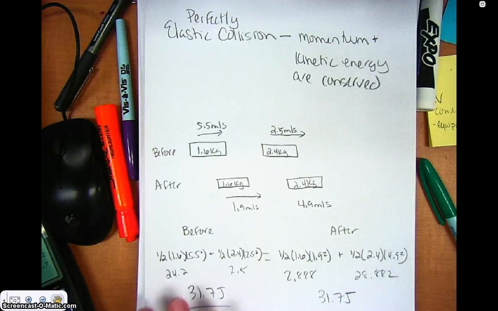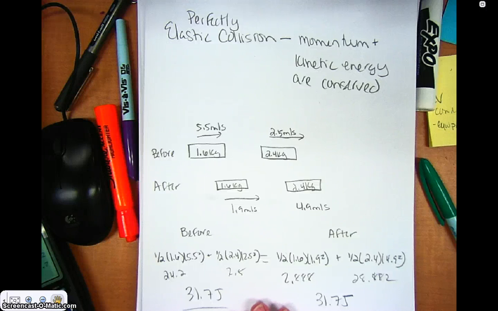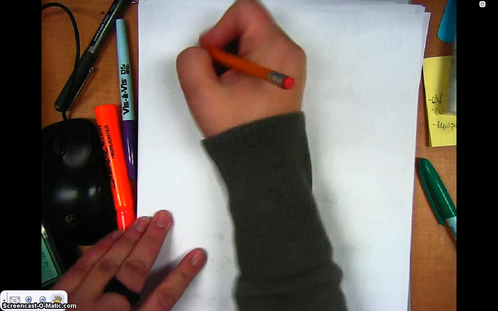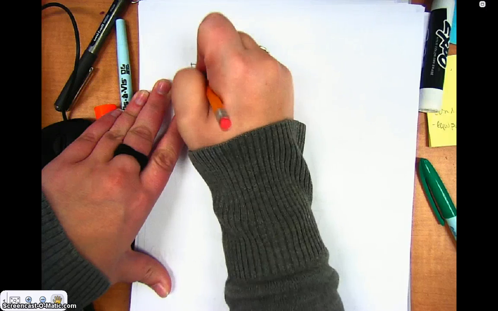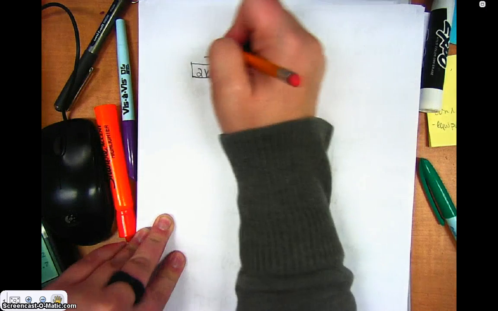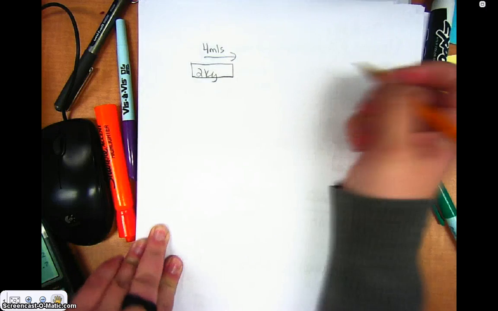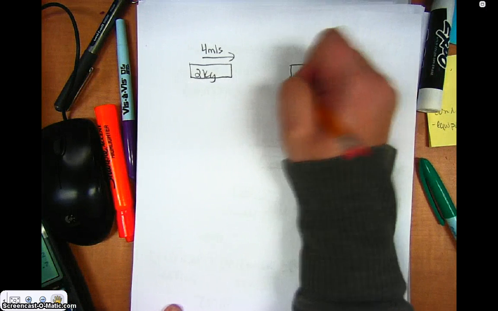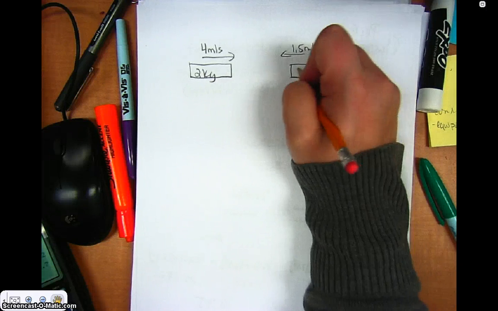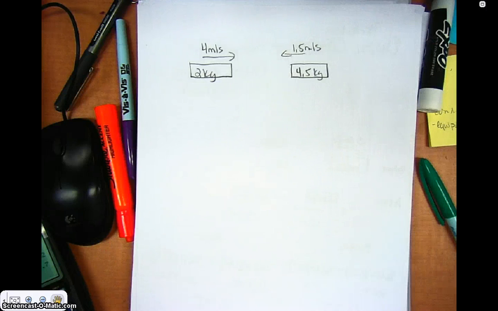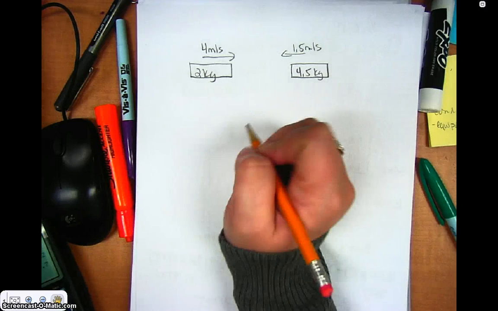Now, we can use this idea of momentum in order to look at an elastic collision and figure out what the velocity at the end would be. So let's just come up with a scenario. So let's say I have one car, and it's moving to the right, and let's say it's 2 kilograms, and it's moving to the right at 4 meters per second. And then I have another car here, and it's moving to the left at 1.5 meters per second, and let's say it's 4.5 kilograms.